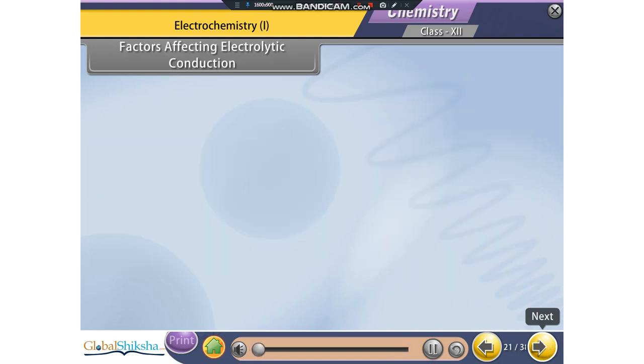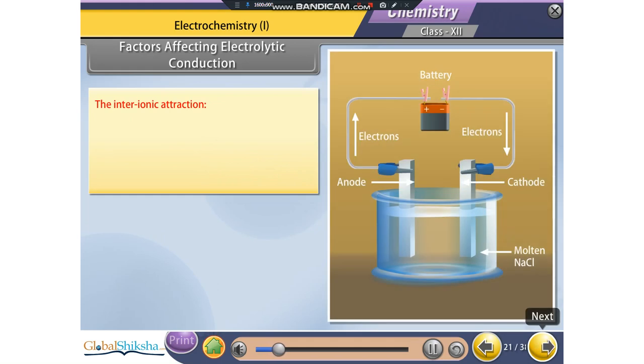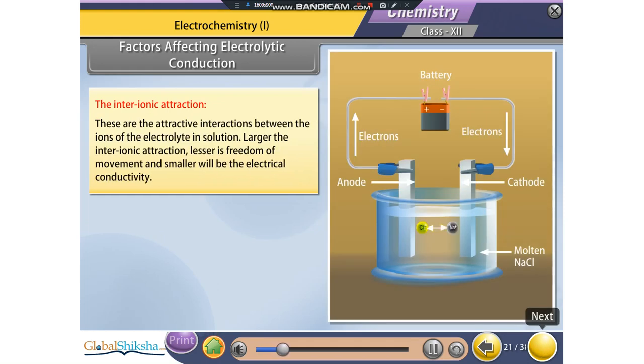Factors affecting electrolytic conduction. Electrical conductivity of the solutions of electrolytes depends on the following factors. The inter-ionic attraction. These are the attractive interactions between the ions of the electrolyte in solution. The larger the inter-ionic attraction, the lesser is the freedom of movement, and smaller will be the electrical conductivity.